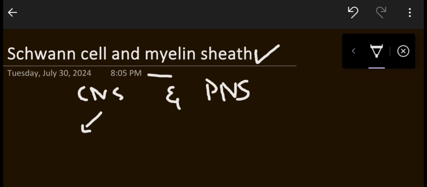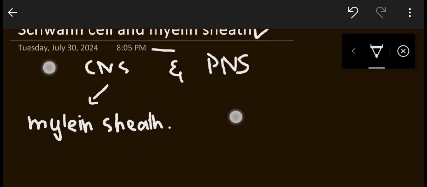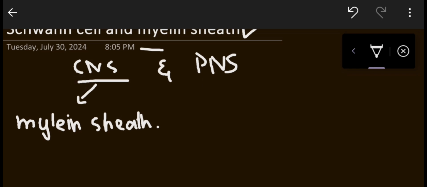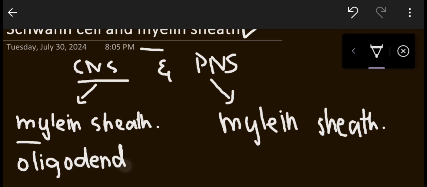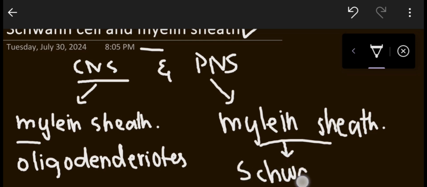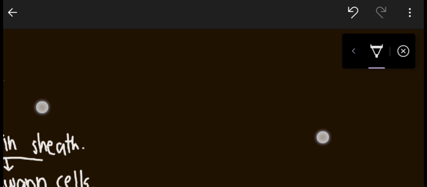So remember, in the CNS the myelin sheath is made up of different types of proteins. In the CNS the myelin sheath is made by one thing, and in the PNS the myelin sheath is made by something else. In the CNS, the myelin sheath is made up of one type of cell, which is oligodendrocytes. And in the PNS, the myelin sheath is made up of Schwann cells.